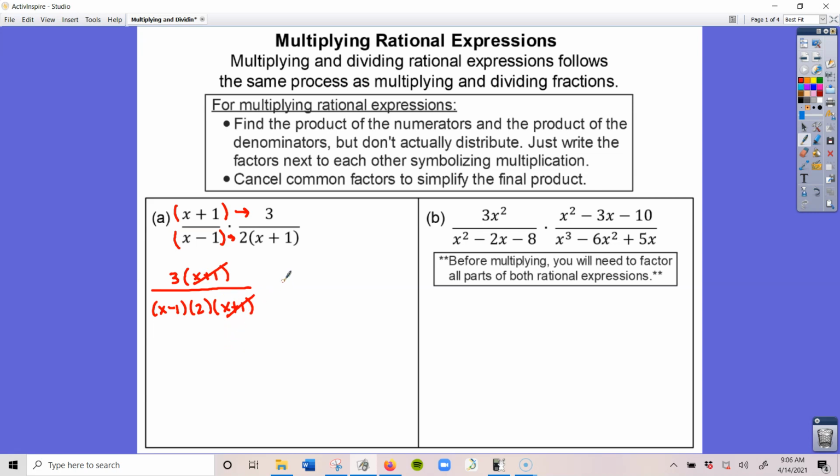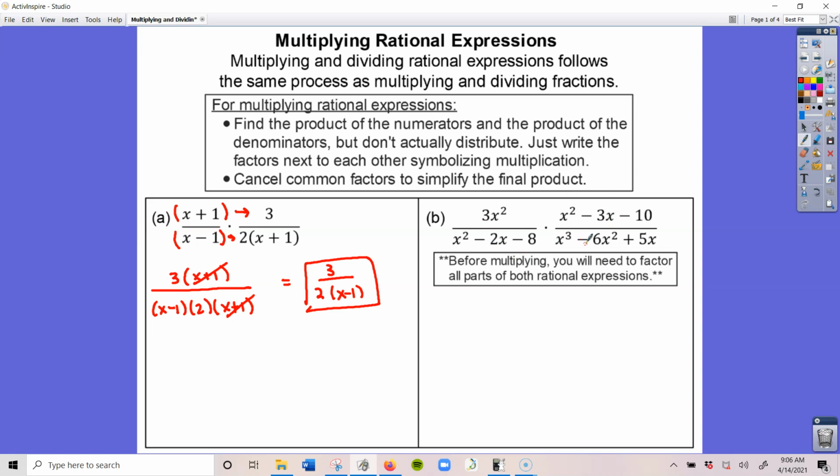So now my final answer would be 3 over, we always write the number in the front, so 2 times x minus 1. And I don't expect you to actually distribute anything. So this would be your final answer. Now in this one in B, it's a little bit more complicated because as you can see, this was already factored out, but this one is not.